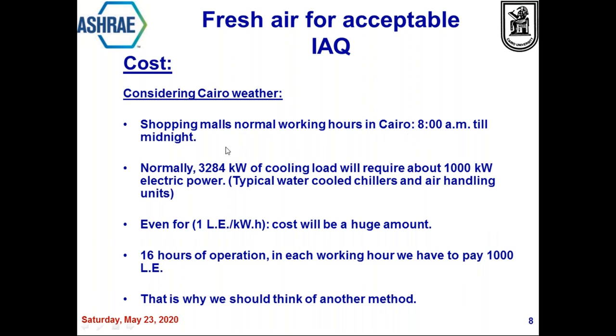Till midnight, with 3,284 kilowatts of cooling, the load will require about 1,000 kilowatts of electric power, 1 megawatt, typically if we use a water-cooled chiller and air handling units. Even at a low tariff of one Egyptian pound per kilowatt hour, the cost will be huge. By the way, $1 is about 16 Egyptian pounds.